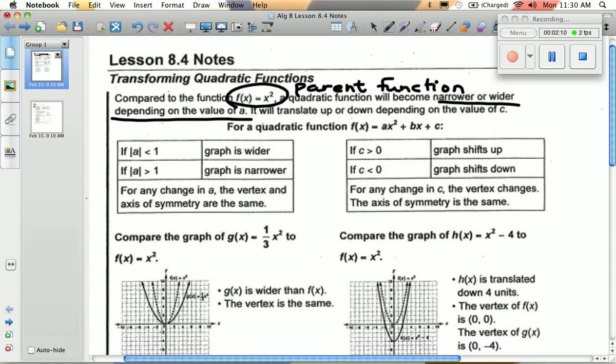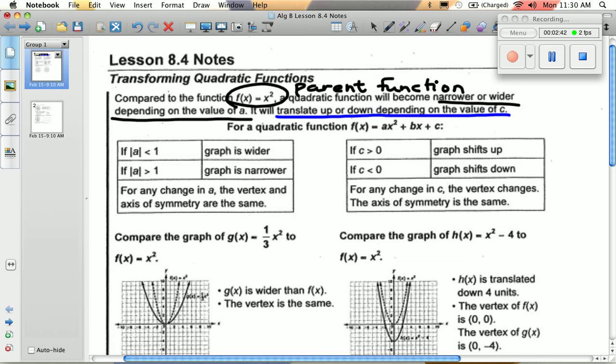Now we're going to add into that the a value also tells us, will it get skinnier or will it get wider? So it plays two roles. Okay? So we take the absolute value of a. In other words, we ignore the negative sign when we're talking about the width of it. So depending on the absolute value of a, will it get wider or will it get skinnier? And then the other transformation we're going to talk about today is that it will translate up or down depending on the value of c.